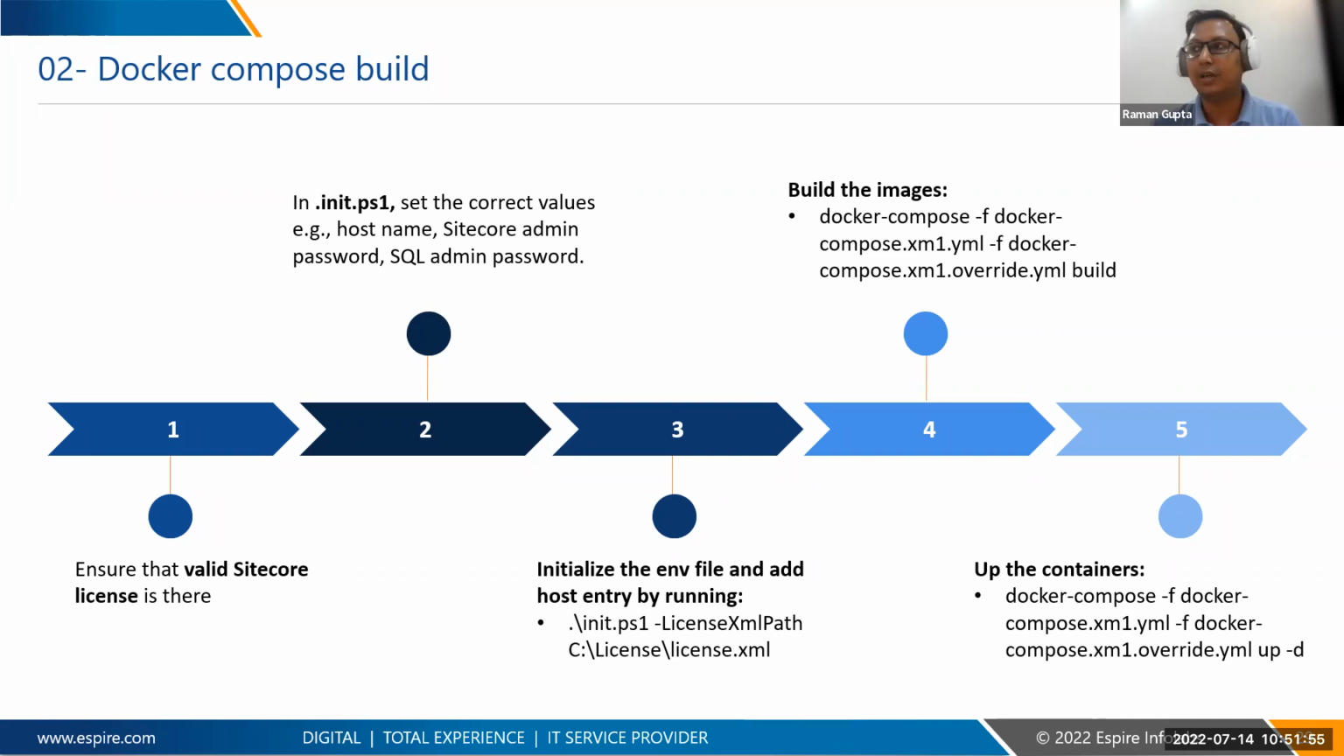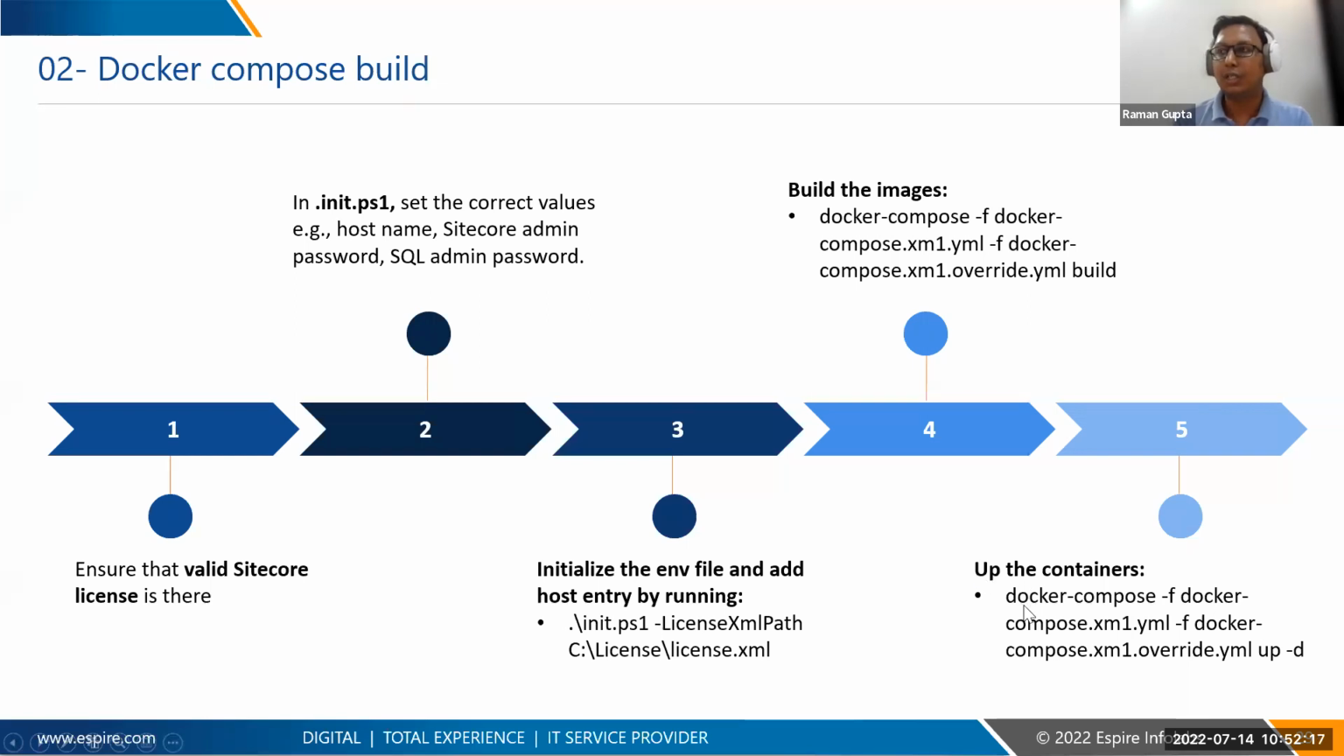And then we can build the images using this Docker compose build command. Here you can see I have given the XM topology, but you can prepare the XP topologies as well. Once your images are built, you can see those images in Docker for Desktop repository, and then you can fire up the container using the Docker compose up command.